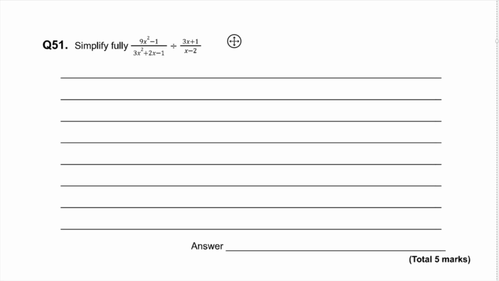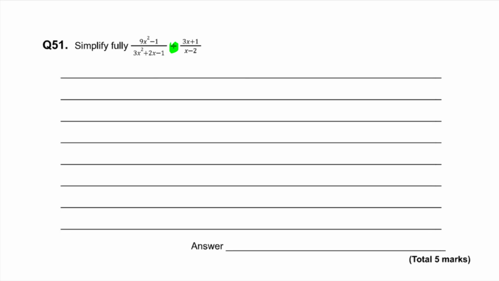Question 51. Again, I've got a difference of two squares on the top. I've got a quadratic underneath, and I've got two factors, top and bottom, in the second fraction. This time, look, though, I've got a divide. But I can keep change flip on this, can't I? KCF. Keep the first fraction the same, change the divide to a times, and flip the second one over.